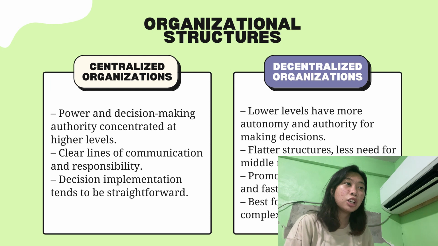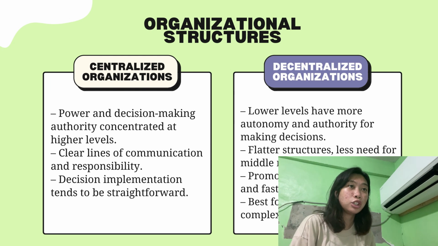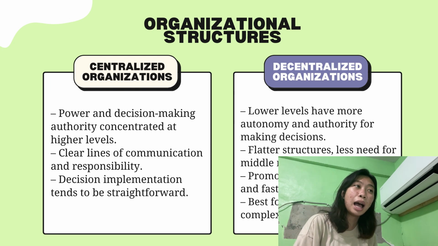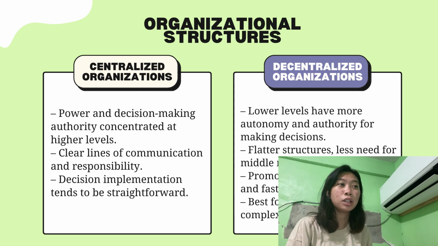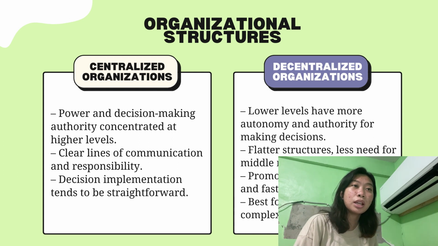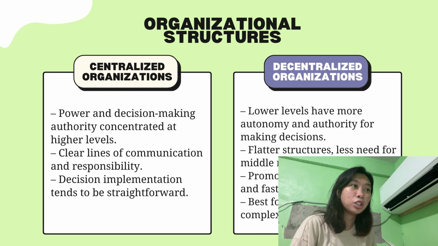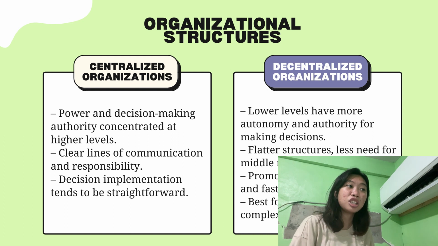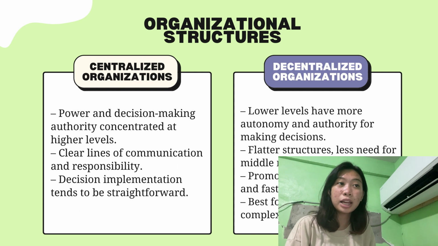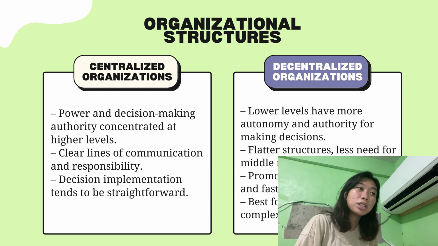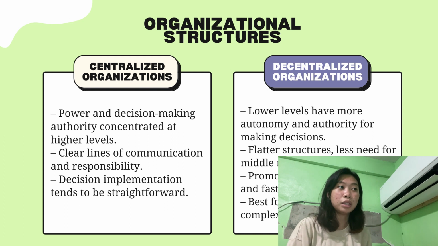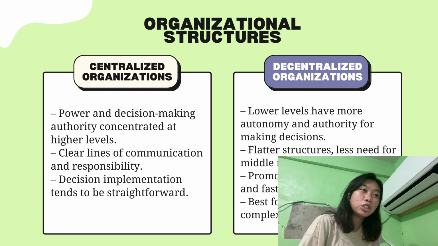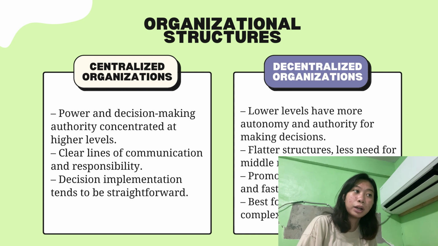Centralized organization concentrates power and decision-making authority at high levels of the organization. The two subcomponents of centralization are participation in decision-making and hierarchy of authority. This is the power and decision-making authority concentrated at higher levels. Clear lines of communication and responsibility. Decision implementation tends to be straightforward.